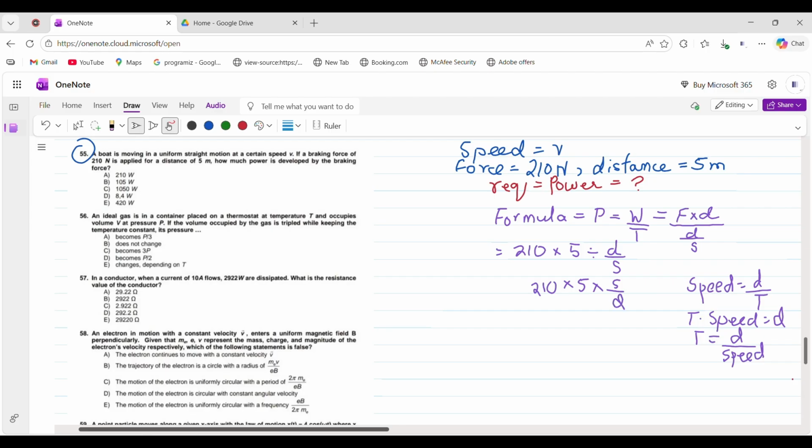So now substitute the values again. So 210 into 5 is equal to speed. Basically they have not given us the speed, so we are writing v instead of speed, and distance again they have given us 5. Now see, this 5 cancels with this 5, and in the end we are left with the power 210 v, and the unit of power is watt.